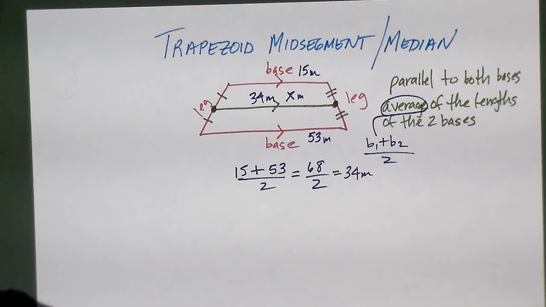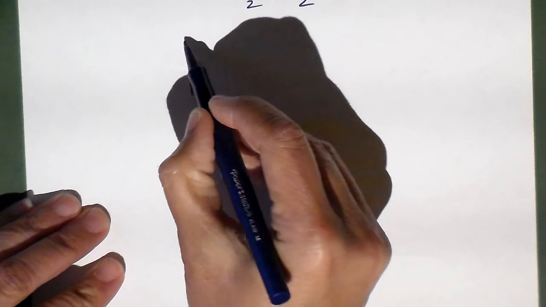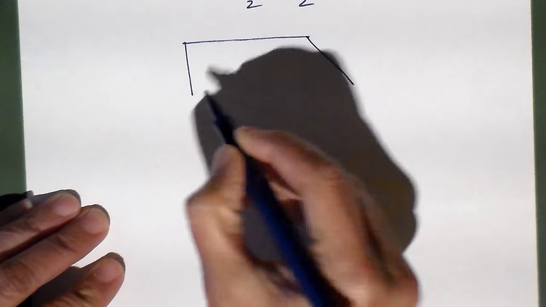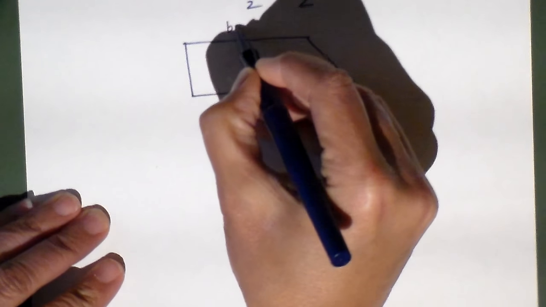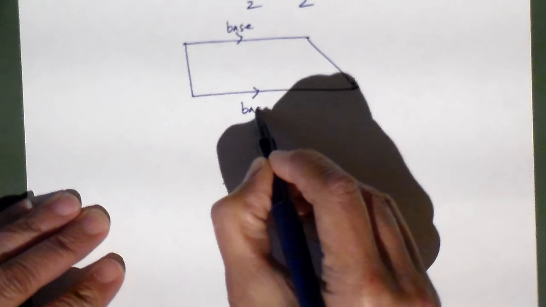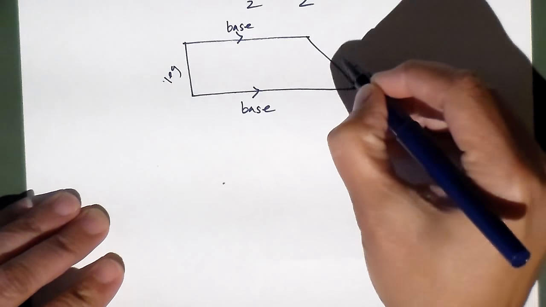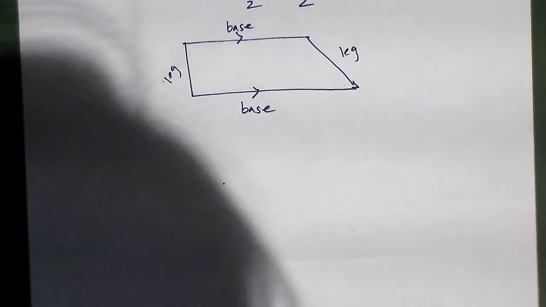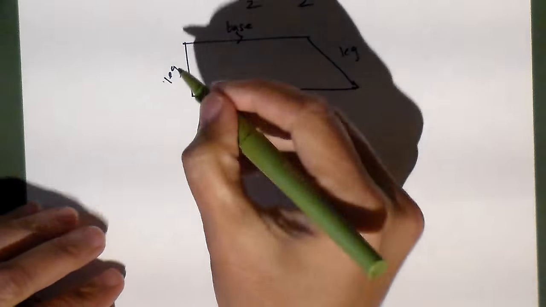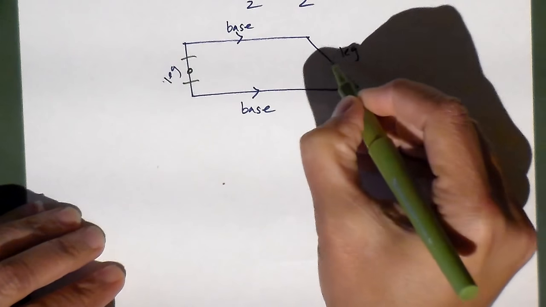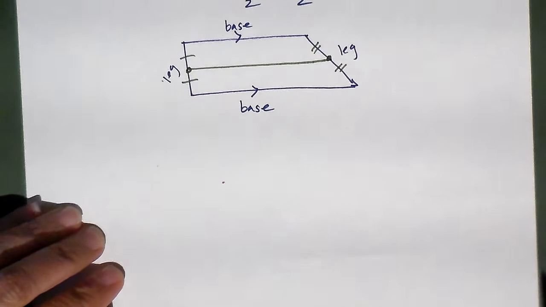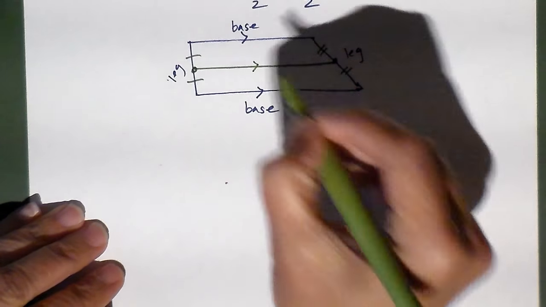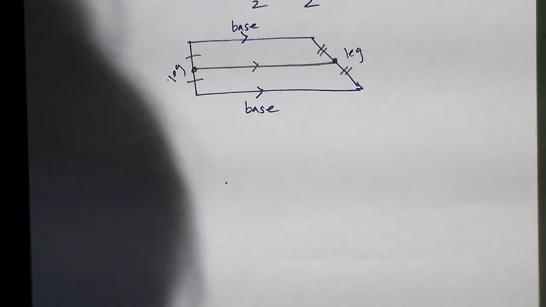So that's how you find the mid-segment of a trapezoid. Now, I'm going to give you another example. And trapezoids can look all kinds of funky ways, okay? This one looks like a weird car. Again, you've got your two parallel sides. Those are your bases. And then you've got your non-parallel sides. Those are your legs. And I'm going to create my mid-segment by connecting the midpoint of this leg and the midpoint of this leg. Now remember, that is also going to be parallel to the two bases.